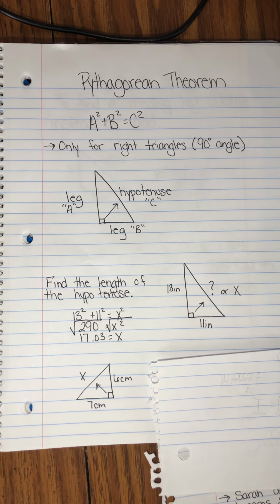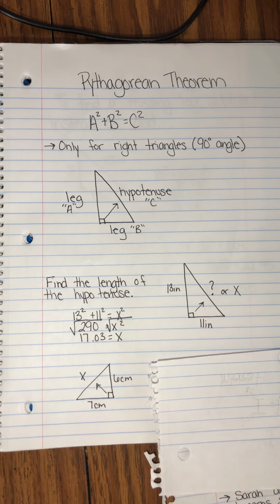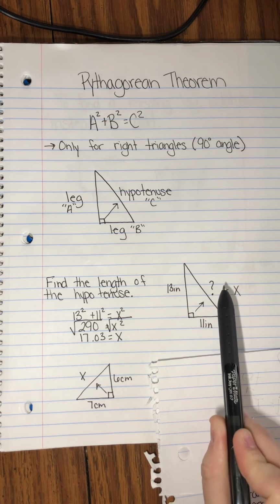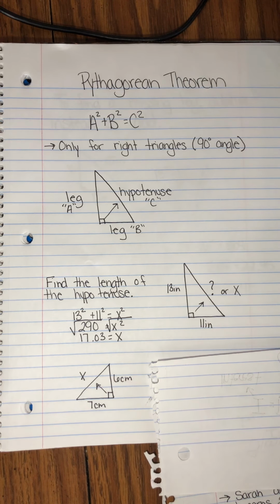A way you can check yourself is your hypotenuse always has to be the longest side. Hypotenuse is always the longest side. That means just by looking at this triangle, you know the hypotenuse has to be greater than 11. It has to be greater than 13 because it has to be the longest side.